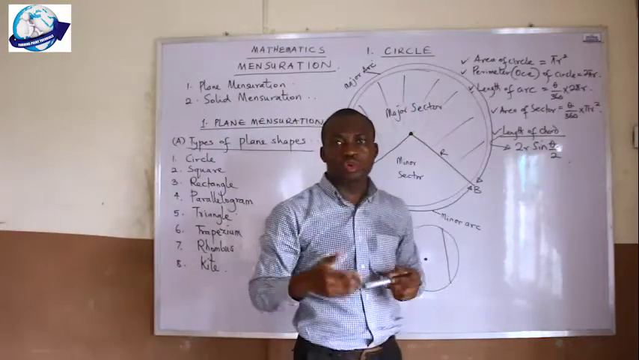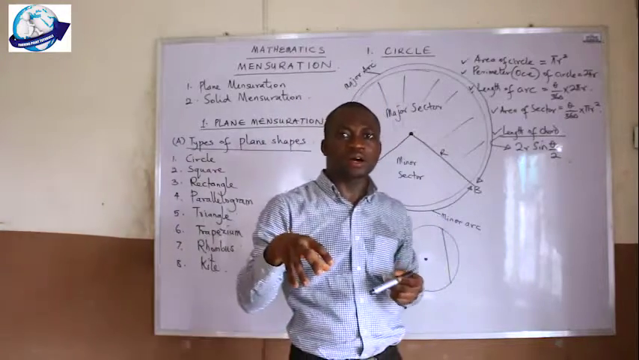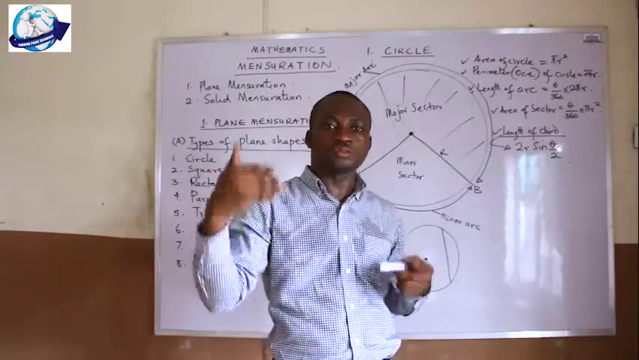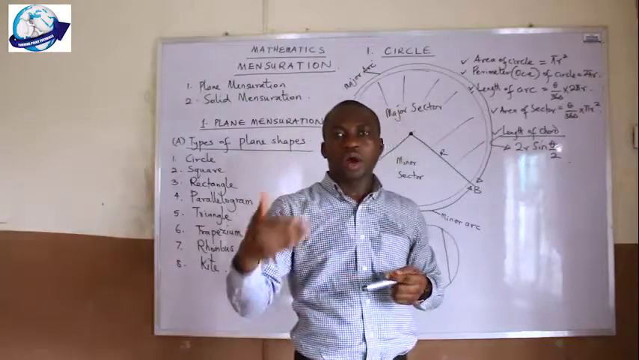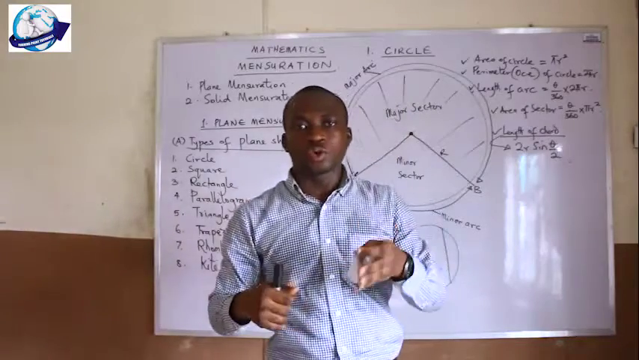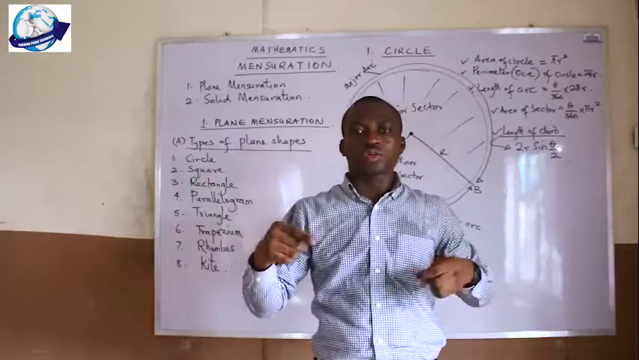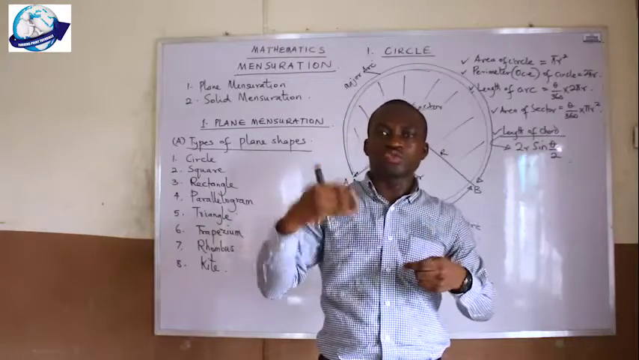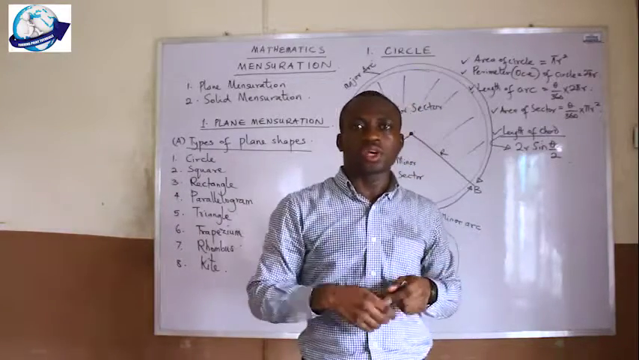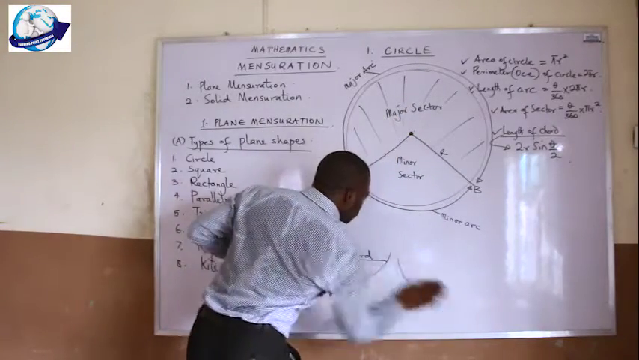another property in a circle called segments. A segment is another area in the circle that is quite different from a sector. How do you form a segment? A segment is formed from the creation of a chord. So when you draw a chord across a circle, it will create two unequal segments, the major and the minor. Let me use a smaller circle to demonstrate that.